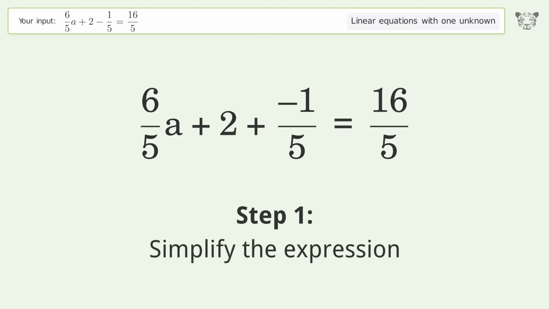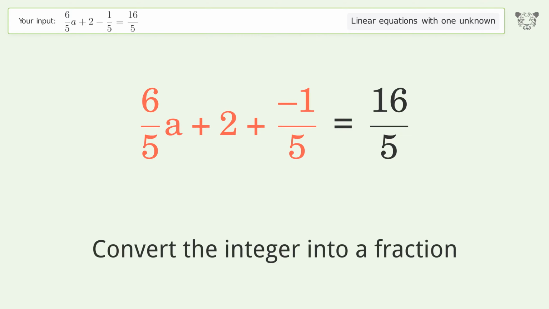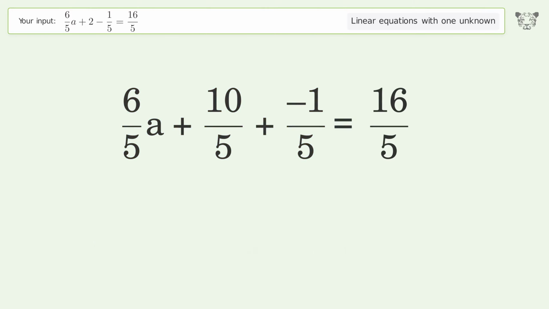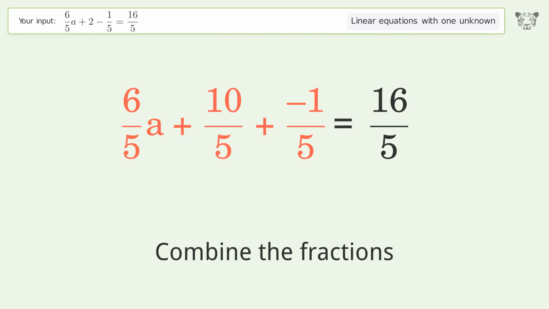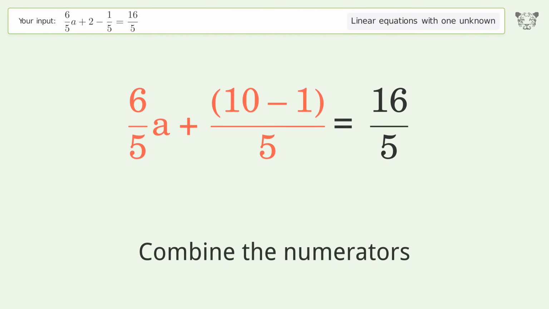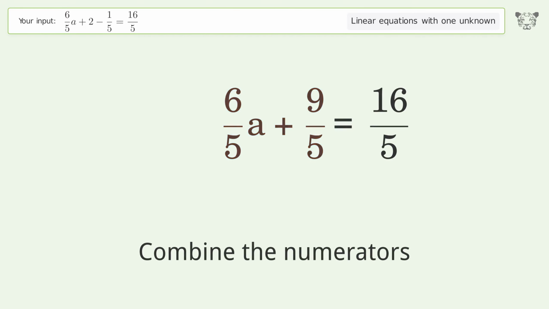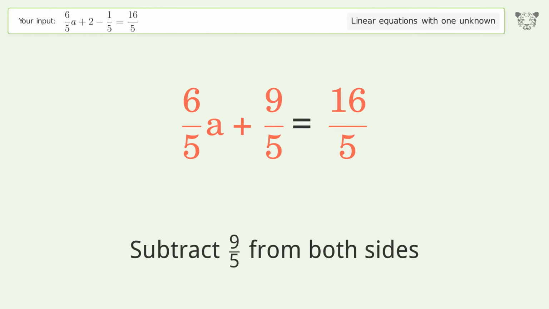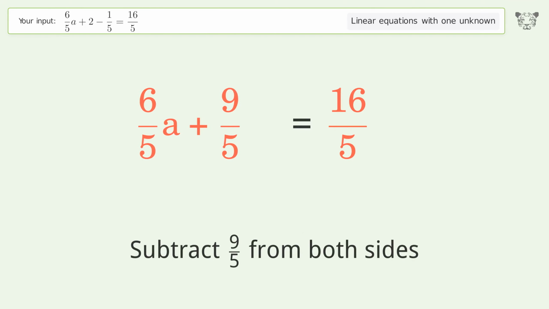Simplify the expression. Convert the integer into a fraction. Combine the fractions. Combine the numerators. Group all constants on the right side of the equation. Subtract 9/5 from both sides.